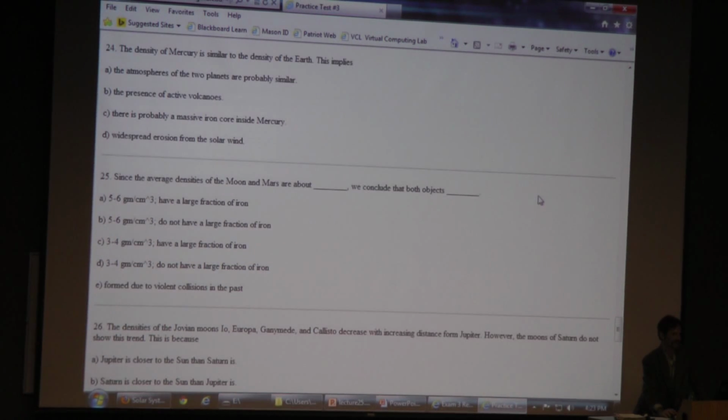All right, the density of Mercury is similar to the density of Earth, so remember, the density always tells us something about the structure and composition. So what is this telling us? C, probably a massive iron core, right?